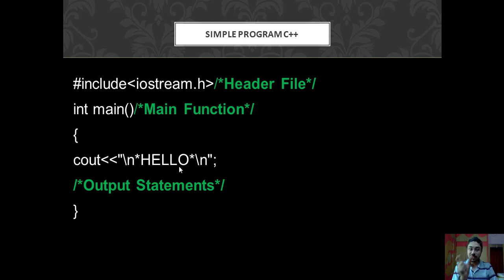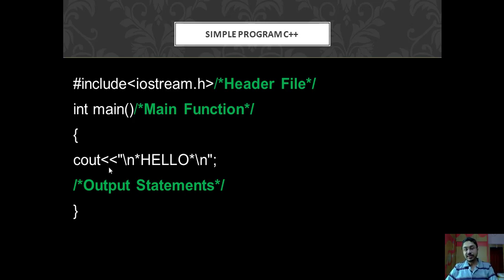So hello is nothing but a string, or a string of characters, which is going to be inserted into the cout. So cout is actually directing to the console, that is nothing but the output. So whatever you insert through that will go on to the output console.